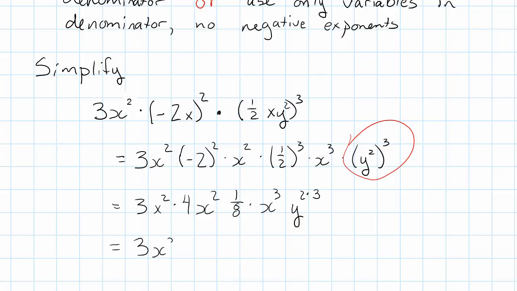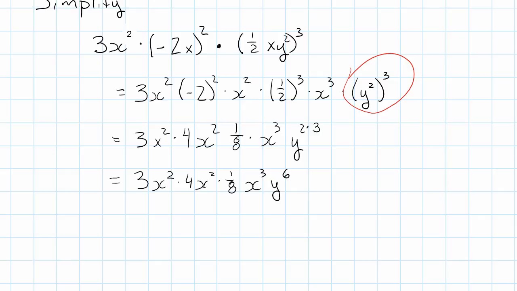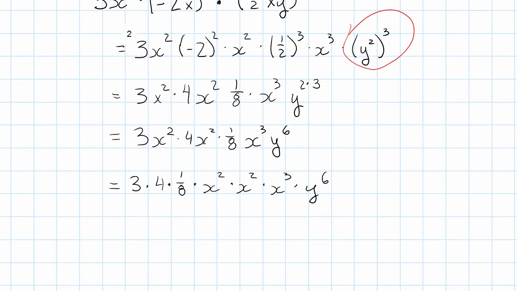So 3x squared times 4x squared times 1/8 x cubed y to the 6th. Now I'm going to use the commutative property to put all the numbers together, then all the x's together, then all the y's together. So I'll have 3 times 4 times 1/8 times x squared times another x squared times x cubed times y to the 6th, which is the only y.